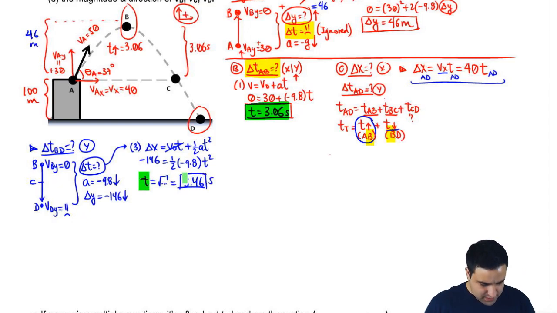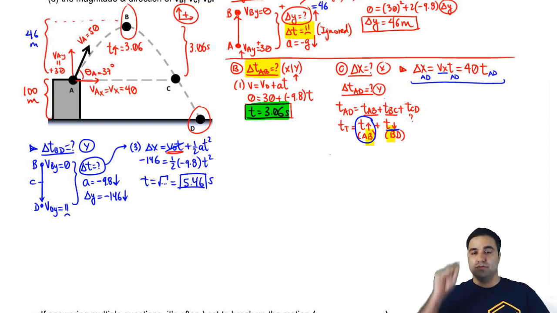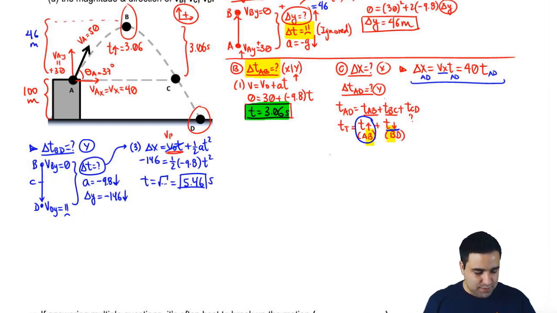5.46 seconds. That's not the final answer. That's just what we have for now. Let me make a quick point here. Notice how you're looking for time and this guy canceled here. It canceled because we're going from B to D, and the velocity at B, this is VBY, is 0.